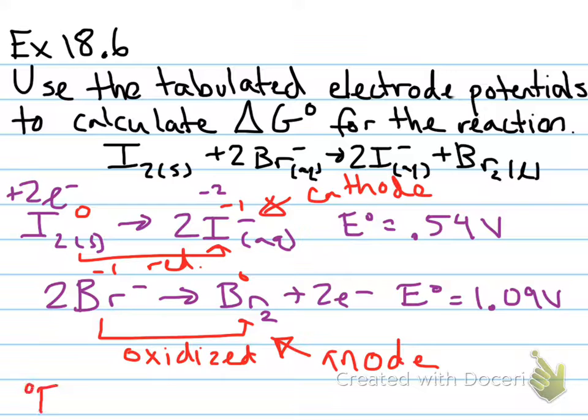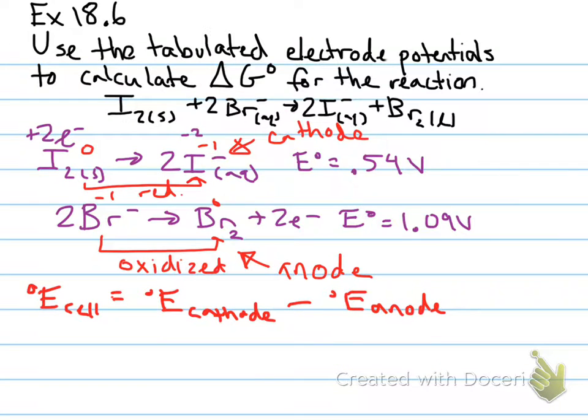So delta E cell is equal to E cathode minus E anode. So our cell potential is equal to our cathode minus our anode, which will be 0.54 volts minus 1.09 volts, which equals -0.55 volts. Notice this is negative. That means it is not spontaneous. We now need to calculate our delta G.